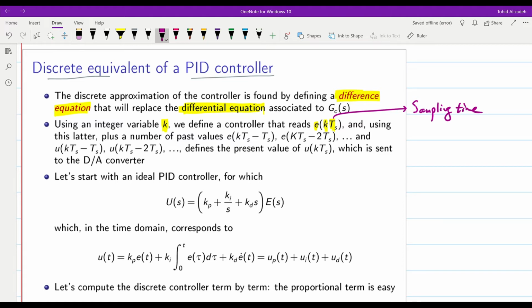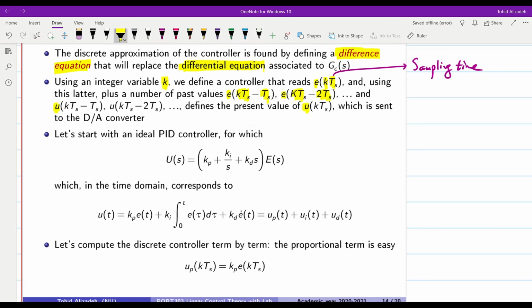And using it plus a number of past values, like E, the error signal at the time instance k Ts minus Ts, E at k Ts minus 2 Ts, and so on. We'll also have it for the U signal, U at k Ts minus Ts and U at k Ts minus 2 Ts. We'll define the present value of U at k Ts, which will be sent to the digital to analog converter in order to apply it to the actuator.